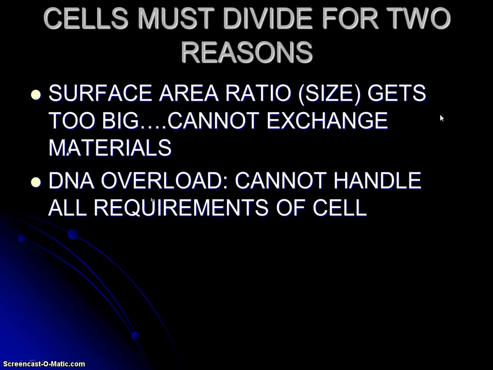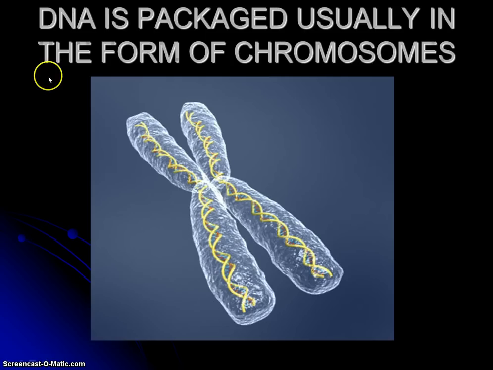And in relation to that, we also have to think about the idea of DNA overload. That DNA, remember, inside of our nucleus is what controls the cell. So eventually a cell could become so large that the instructions, the DNA, the nucleus, and the boss from our last unit cannot actually handle all the requirements that are placed on the cell. So they have to divide.